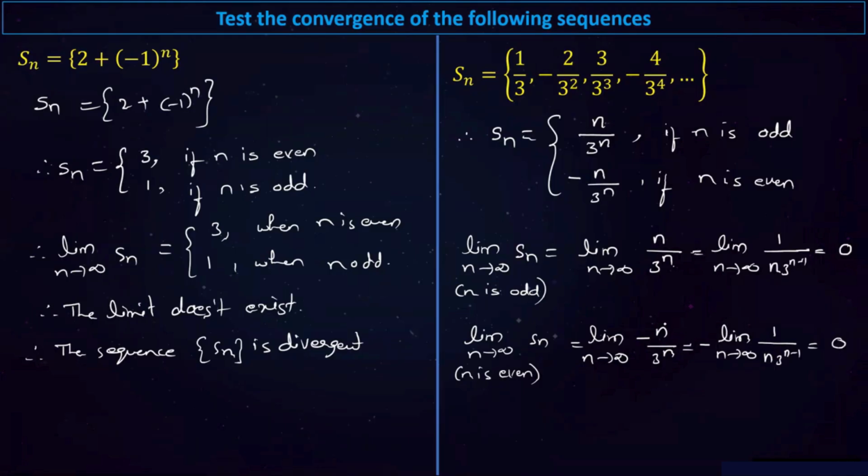In either way, whether it is even or odd, you are getting the limit as directly 0. Therefore, you can say limit n tends to infinity Sn is 0. You are getting a single unique finite value, 0. Therefore, you can say the given sequence Sn is convergent, and of course, it converges to the number 0. So like this, you can identify whether the given sequence is convergent or not.